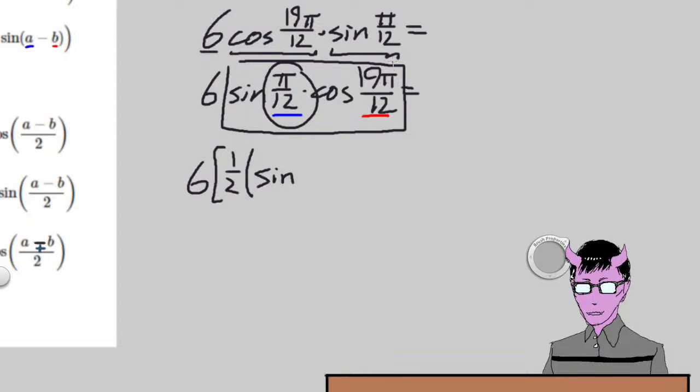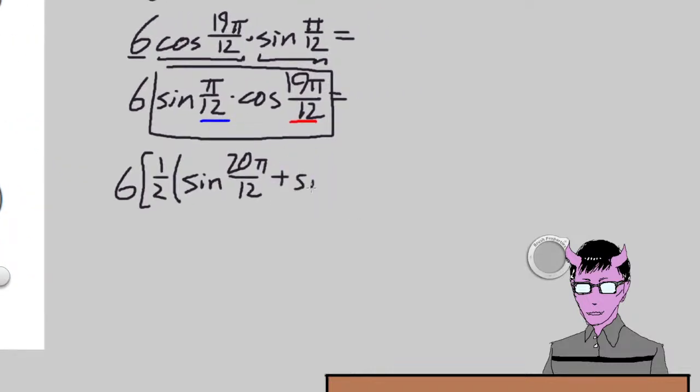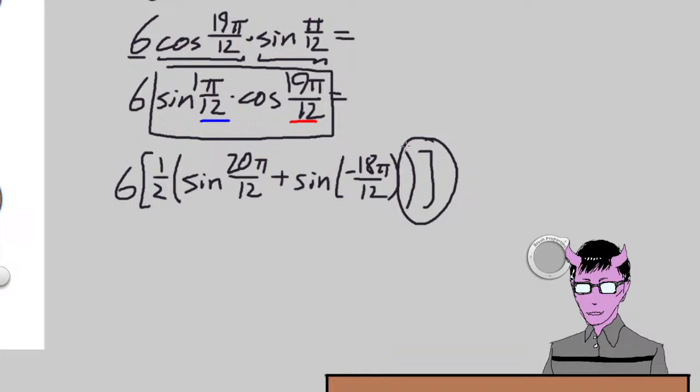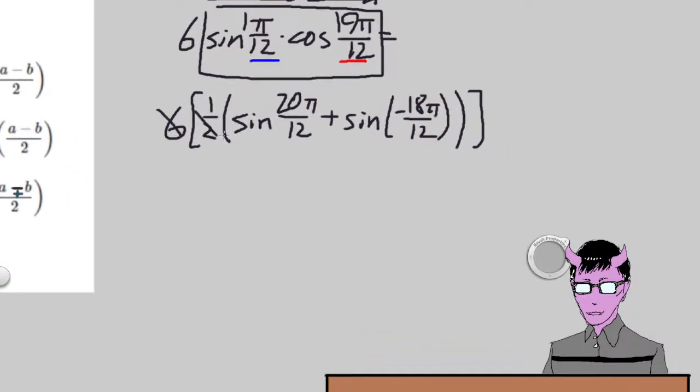So sine of A plus B. That's going to be 20 pi over 12. If memory serves me correctly, it was plus, and then also sine. But now the difference between A and B. So we have 1 minus 19, which is negative 18. Negative 18 pi over 12. Close parentheses. Don't forget this one. Don't forget the brackets. Well, technically we don't really need this because we're not inputting this into a calculator, nor are we programming, so that's superfluous. Alright. So 6 times 1/2 gives us 3.